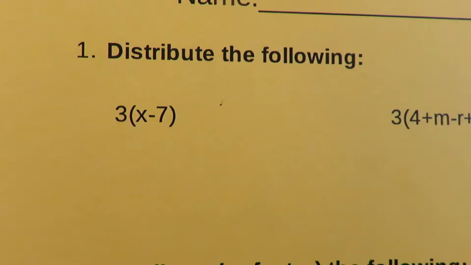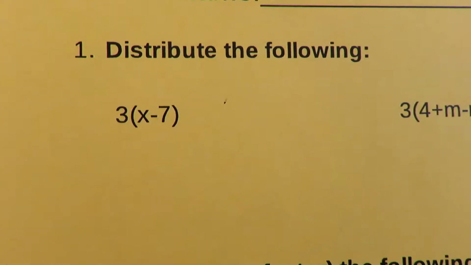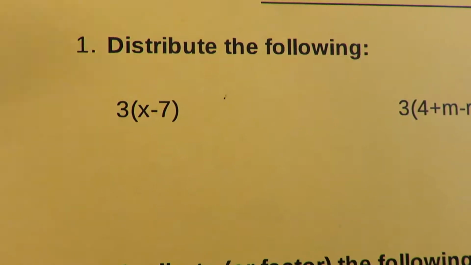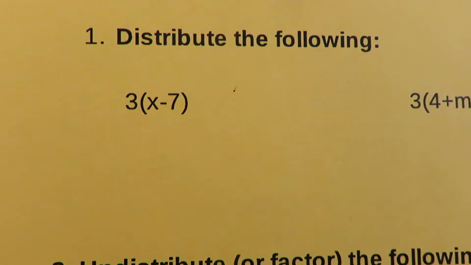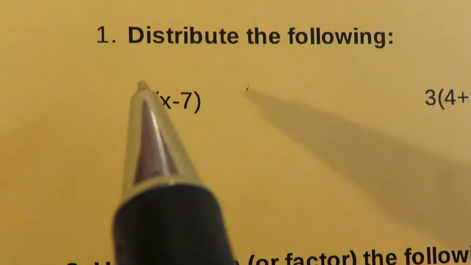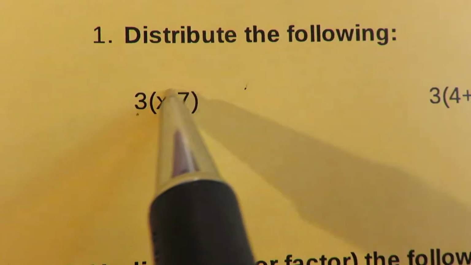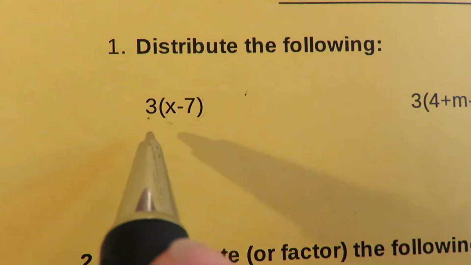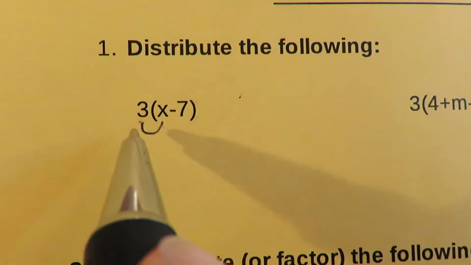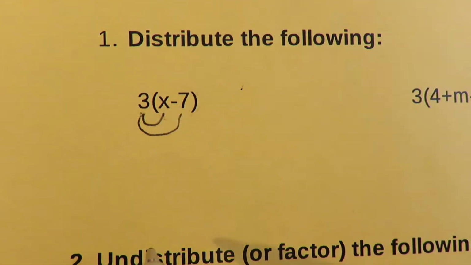So question 1 asks you to distribute. And remember, when you're distributing, you're giving something to all of the groups or the terms that are inside the brackets. So this 3 here says to multiply everything inside these brackets by 3. So that means I need to multiply 3 times x and also 3 times -7.